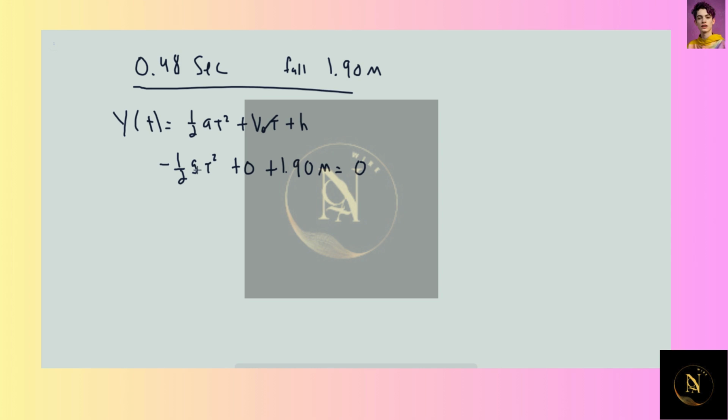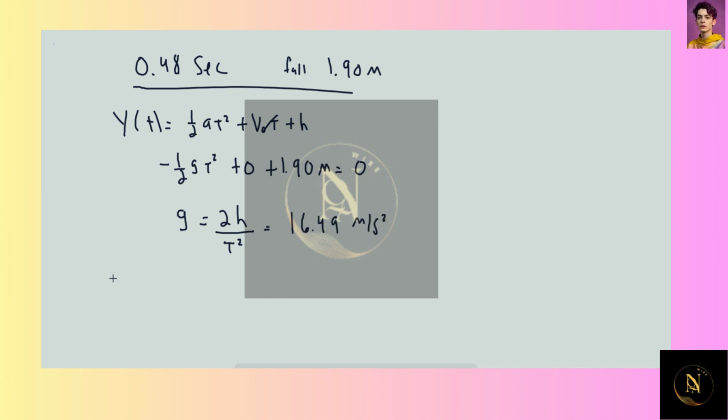So we can solve for g here. And so we should get then that g is going to be 2 times h, that 1.9 meters, over t squared. And so plugging in 1.9 for h and 0.48 for t, we get that g is 16.49 meters per second squared.